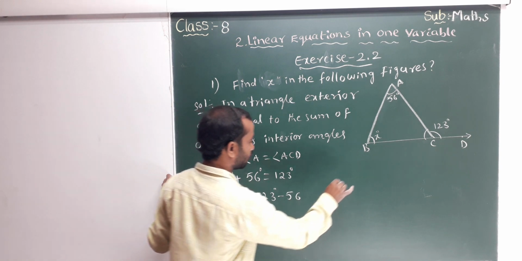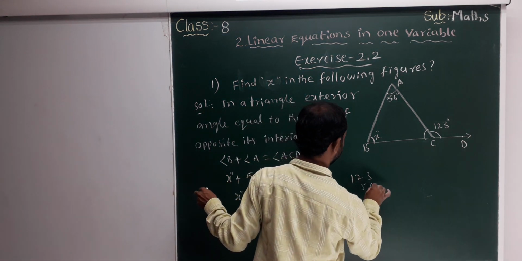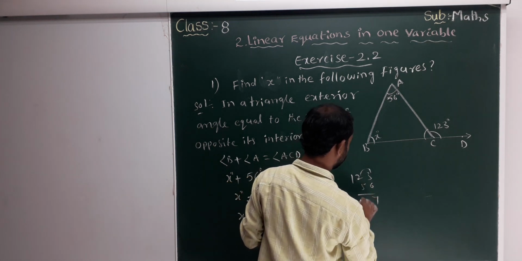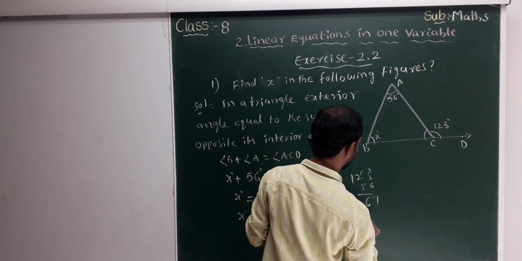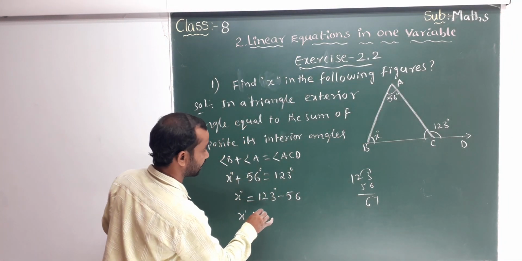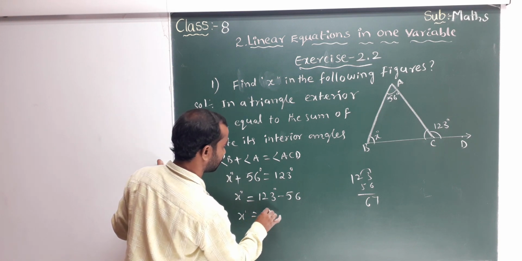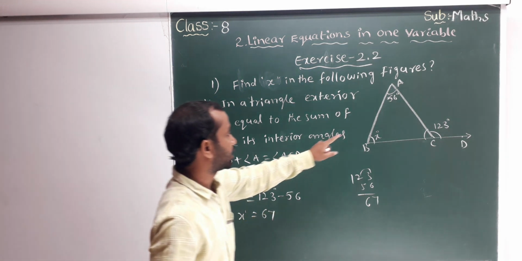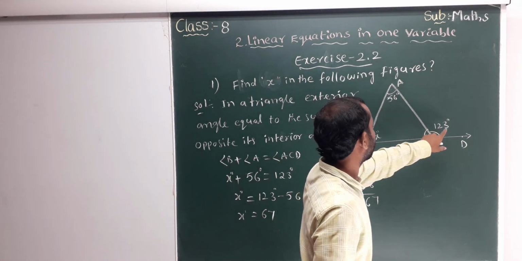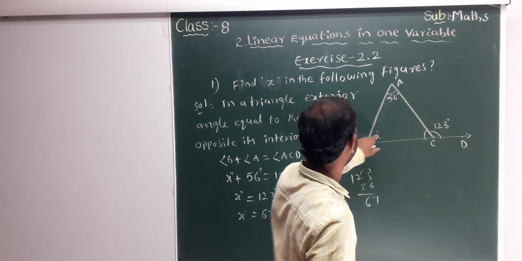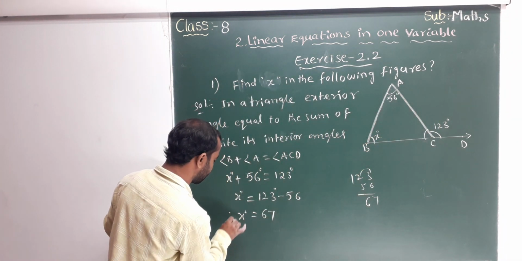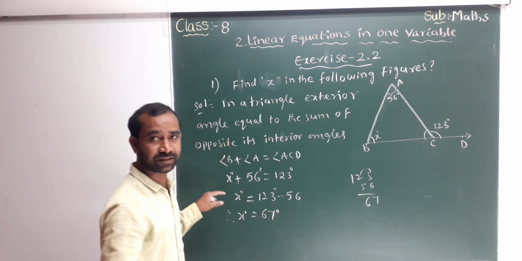Okay. Here 123 minus 56, 7, 11 minus 5, that equals 6. Okay, so x equals 67. So 67 plus 56 equals 123. Finally, the exterior angle is equal to the sum of the two opposite interior angles. Therefore x equals 67 degrees.